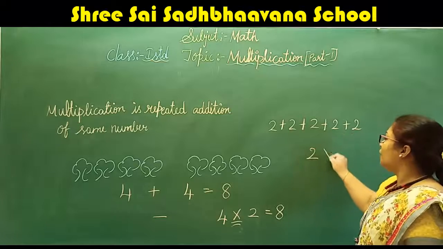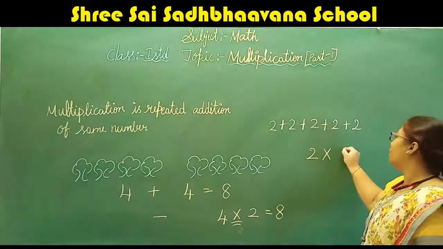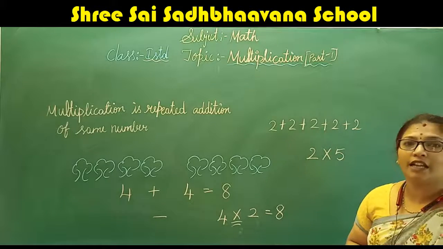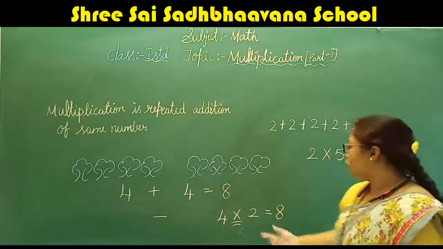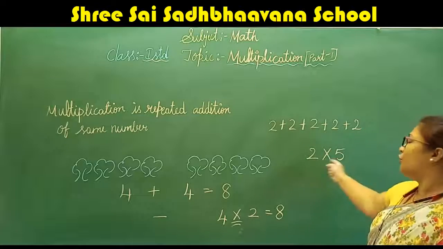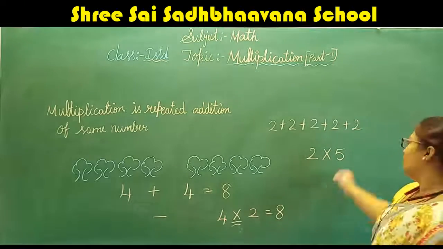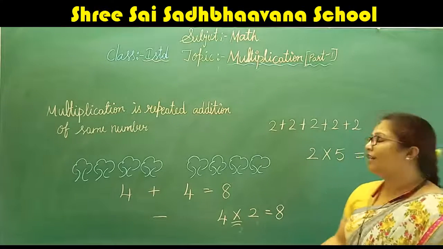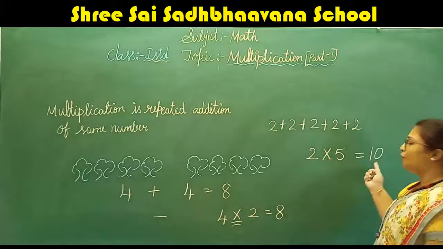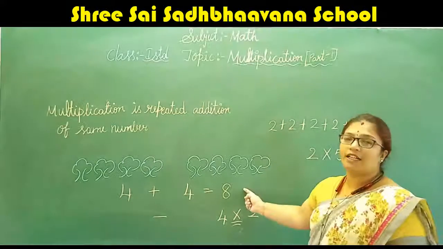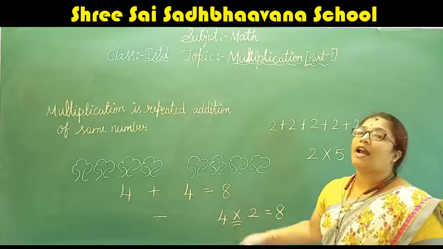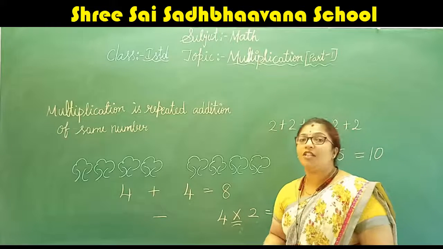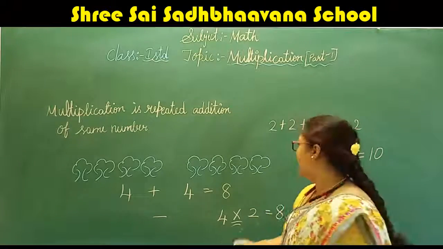So 2 into how many times? 5 times. So 2 5s are, you know the tables of 2, ones are? So 2 4s are 8, then 2 5s are 10. Like this you have to do, 2 5s are 10. So here repeated addition is called multiplication. Repeated addition is called multiplication.